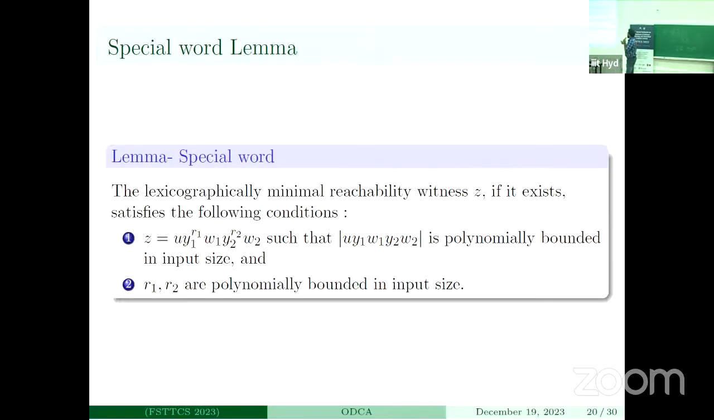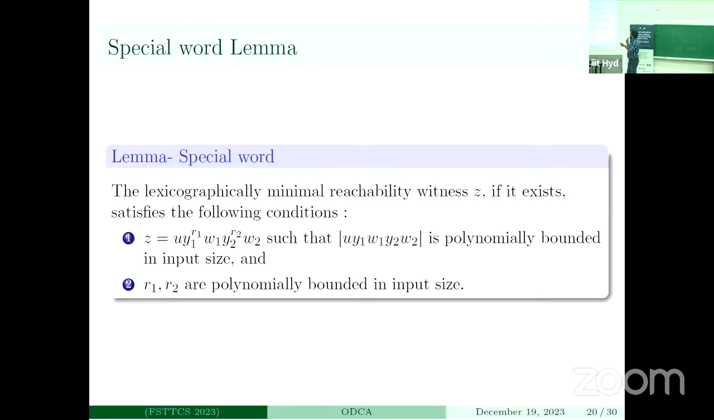So now we have a special word lemma. Why the special word lemma? It says that if you have a reachability witness, it has some canonical form. This is similar to what Weylian had for deterministic one-counter automata, and it was actually at the heart of solving the equivalence of deterministic real-time one-counter automata. Bowman and Kohler were able to utilize this to prove the equivalence of deterministic real-time one-counter automata.